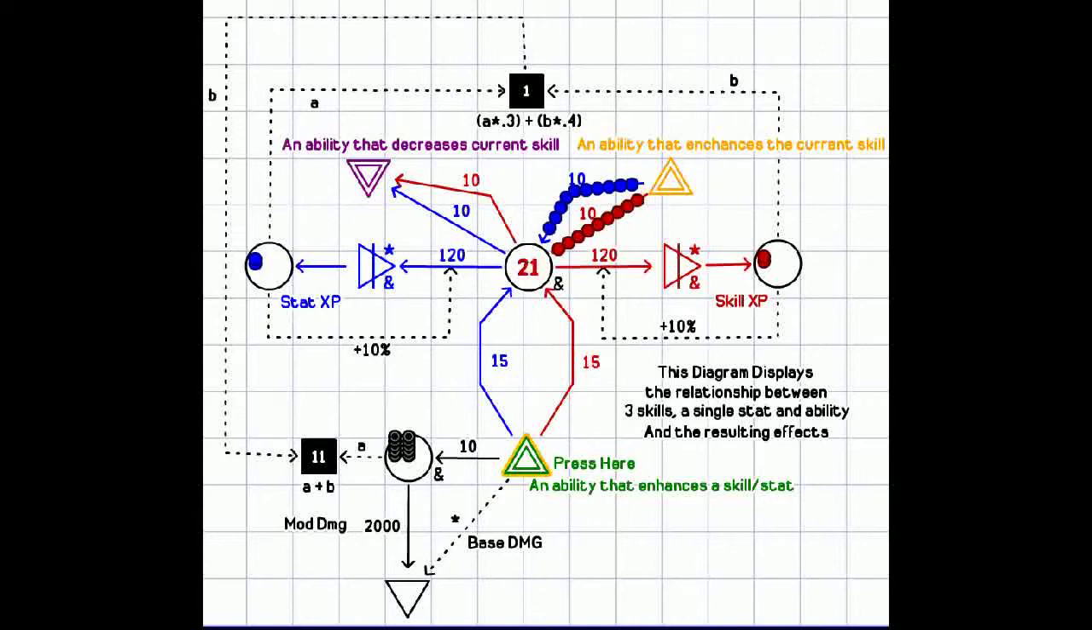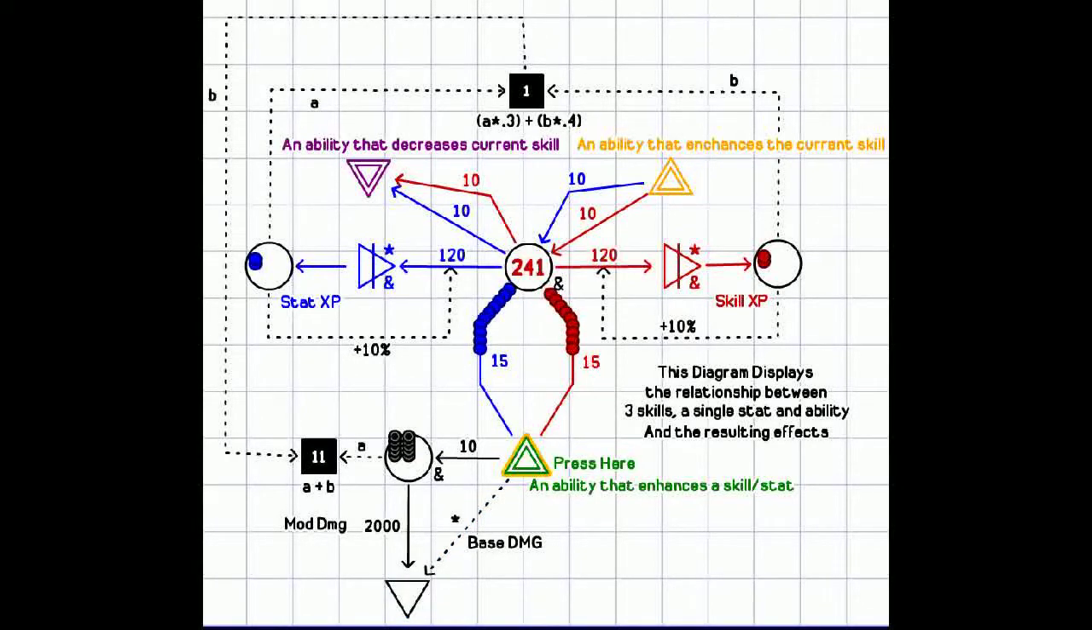This diagram was created to illustrate the relationships between the skills, stats, and abilities. As the player uses an ability, it enhances a skill and a stat. The constant use of that ability feeds into an XP pool. When the XP pool reaches a certain point, the skill and stat will increase. If the player uses an ability that has a positive connection to one another, then that rate is increased. When the player uses an ability that has a negative connection between the two, then that rate is decreased.